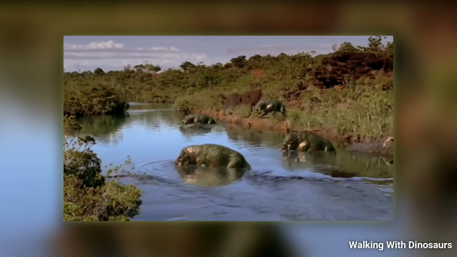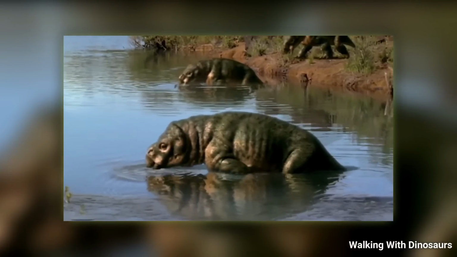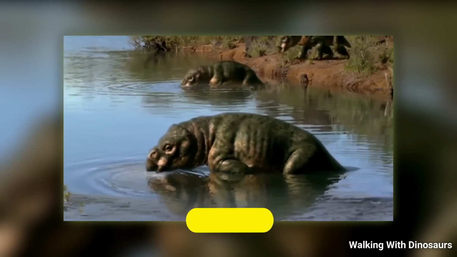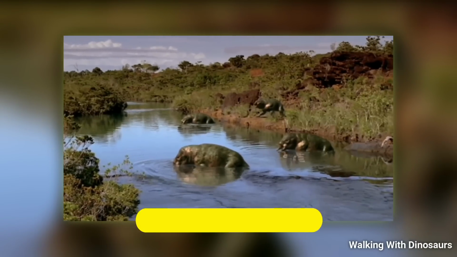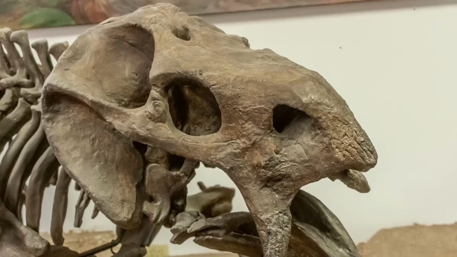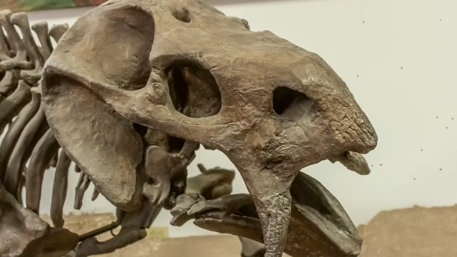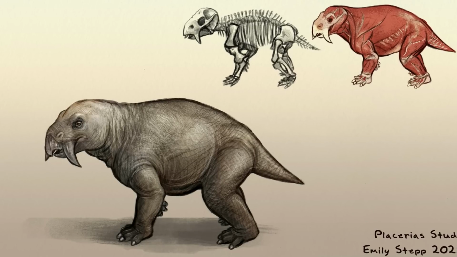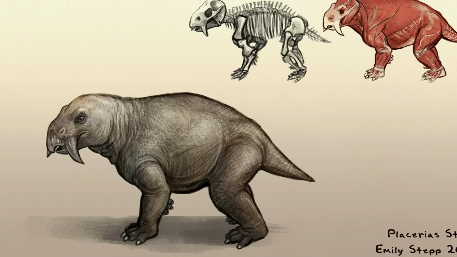Placerias was one of the largest herbivores in the late Triassic, measuring 3.5 meters or 11 feet long and weighing up to 800 to 1,000 kilograms, 1,800 to 2,200 pounds. The largest skull found had a length of 68 centimeters or 26.8 inches. Placerias had a powerful neck, strong legs, and barrel-shaped body.